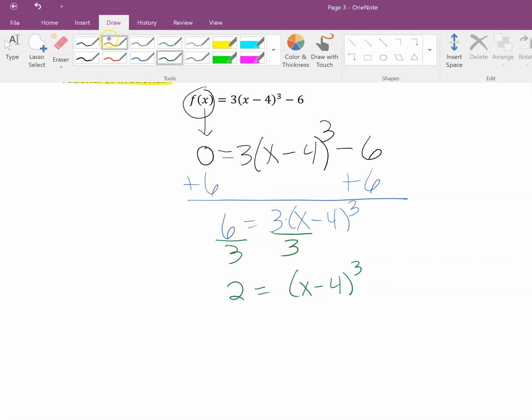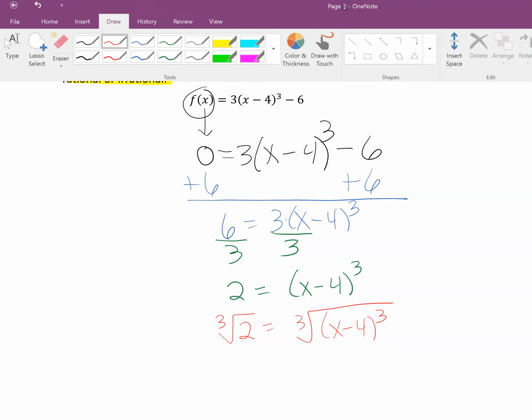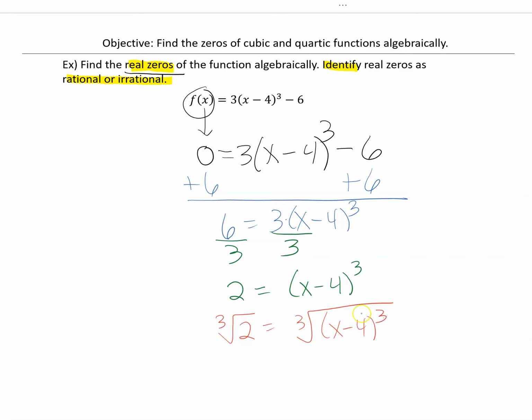And to undo a power of 3, we have to do the root, remember, with the index of that value. So what I'm looking at here is undoing this with a cube root. So I'd have the cube root of 2 equals the cube root of this quantity cubed. In this case, the cube and the cube root would undo each other, like all inverse functions, and leave us with x minus 4, the quantity in parentheses. The cube root of 2 cannot be simplified here because there is no number times itself 3 times that equals 2, no rational number, and so this remains the cube root of 2.